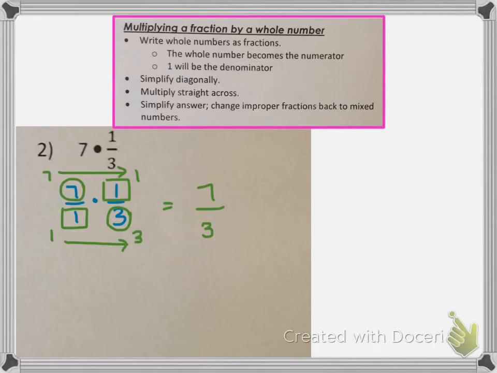So this is not our final answer because we have to simplify and change improper fractions back to mixed numbers. This is an improper fraction because the numerator is greater than the denominator. So I need to do 7 divided by 3 to see what my mixed number is going to be. So I get 2 with a remainder of 1. That means our mixed number is 2 and 1/3. And that, my friends, is our final answer.